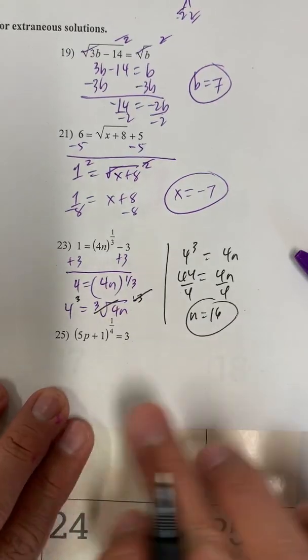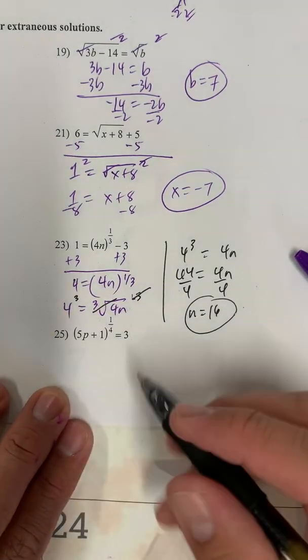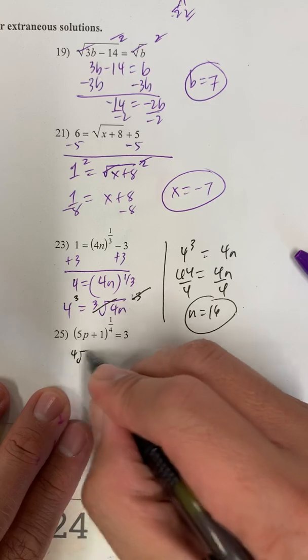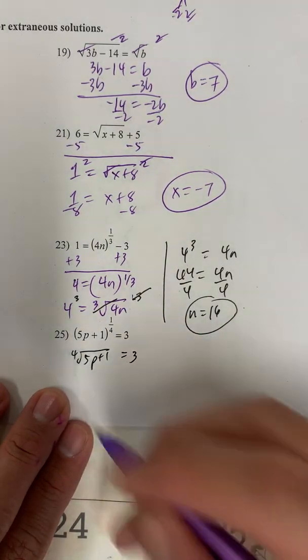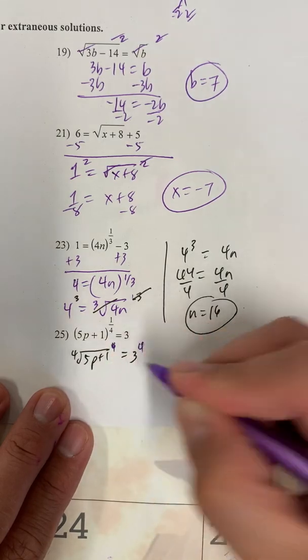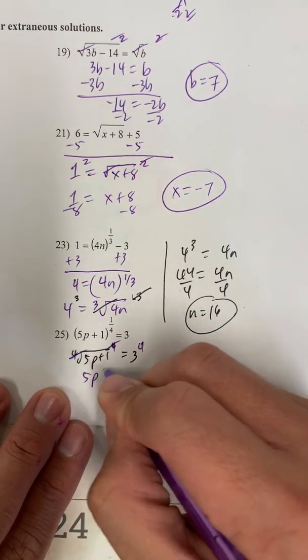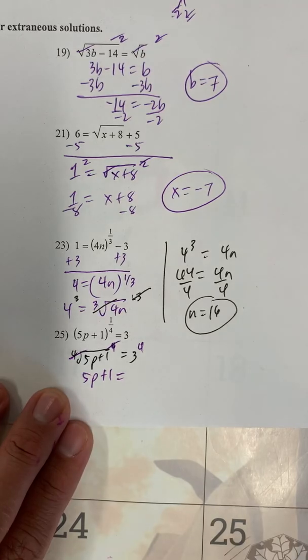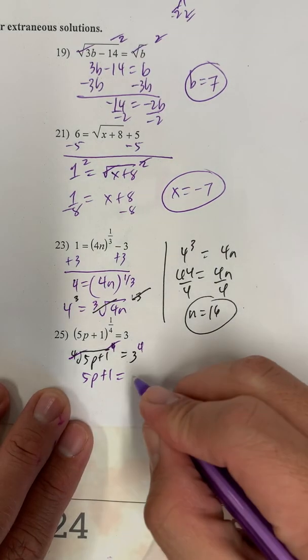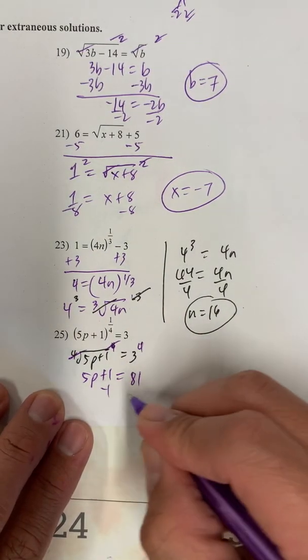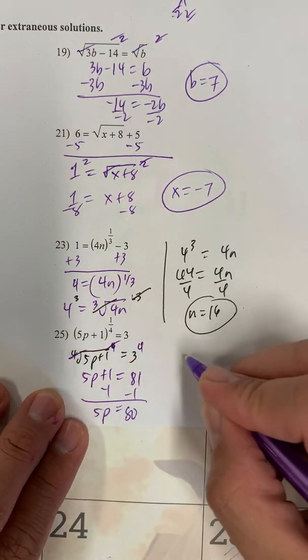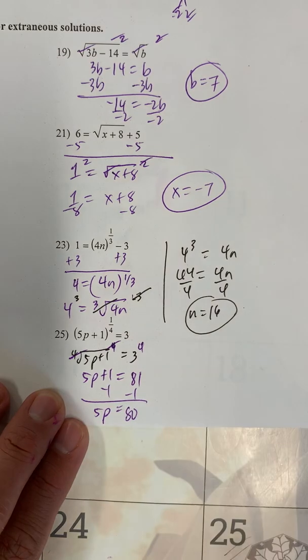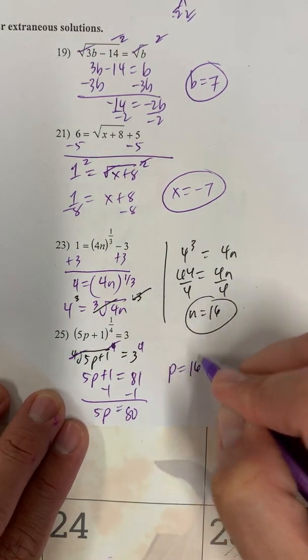And maybe this is the last one here. 5p plus 1 to the 1/4. Again, this one here is the same thing as 4th root of 5p plus 1 equals 3. For me to get rid of that 4th root, I'm going to raise to the 4th. This cancels out. 5p plus 1 is equal to 3 to the 4th power, which is 81. Minus 1 on both sides gives you 5p is equal to 80. Divide everything by 5 is 16. Okay, there you go. P equals 16.